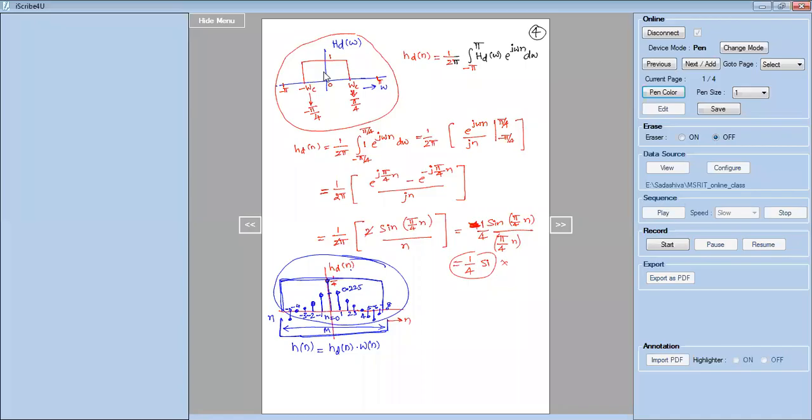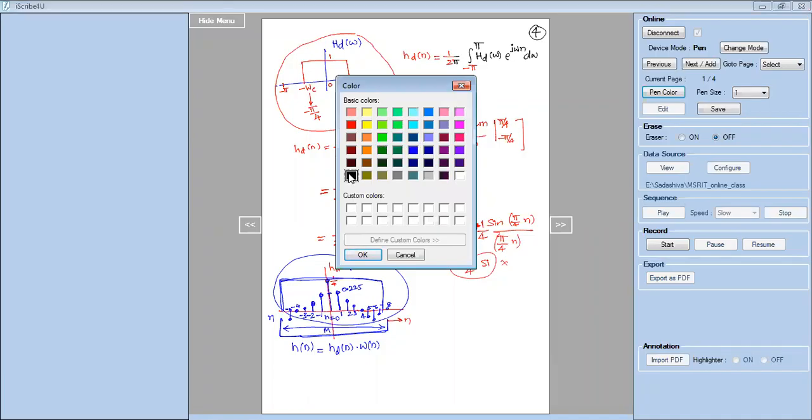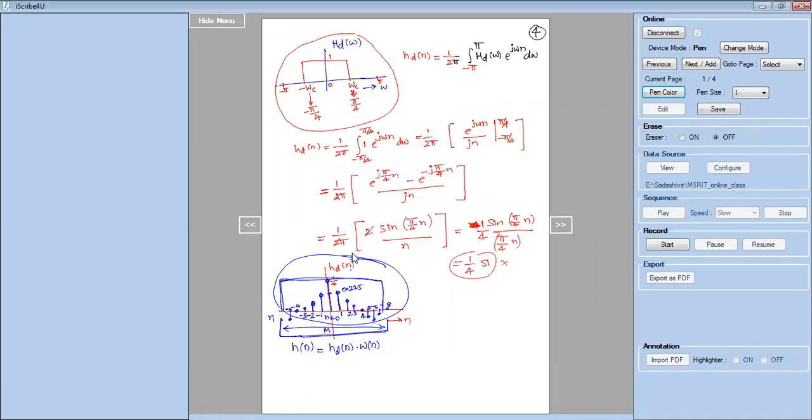But there is another problem. Look at the hd of n. Sir, you can't store hd of n. No, that's not the problem. We can store a finite number of M samples, because it is discrete in nature. hd of n is discrete, and we are choosing some finite M values only. Look at the hd of n.